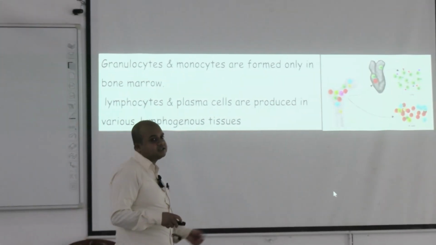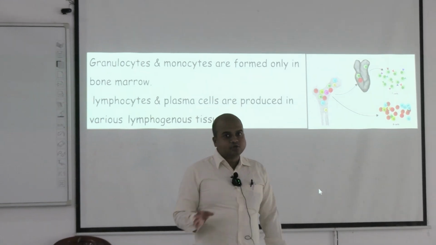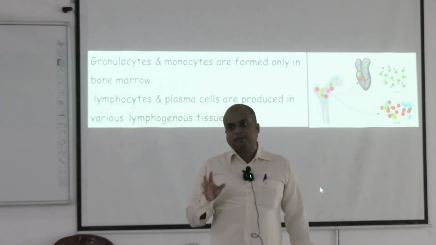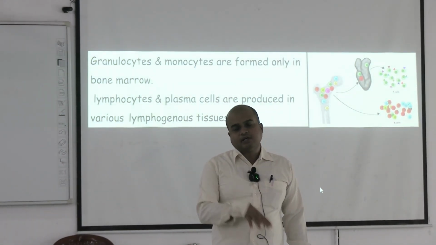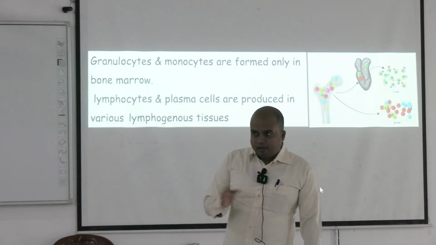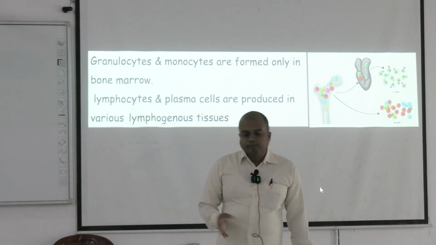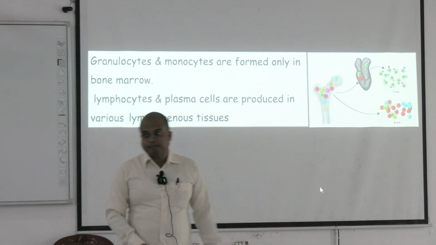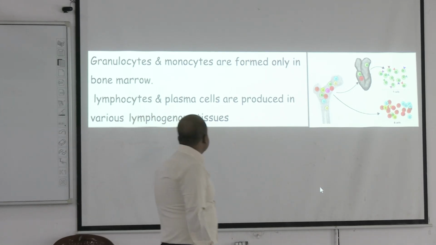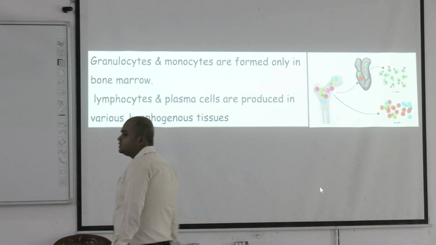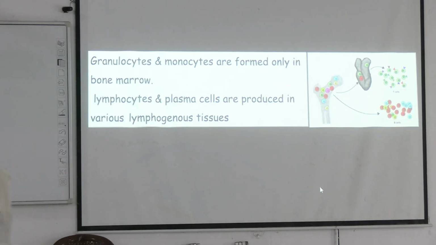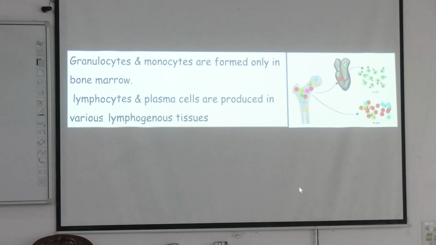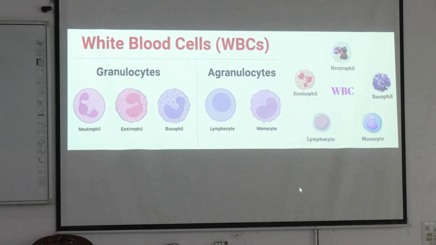What are plasma cells? Plasma cells are not to be confused with blood plasma. Plasma cells are cells associated with immunity, formed from the B lymphocytes. So lymphocytes and plasma cells all originate in the bone marrow, but they migrate to various other lymphoid tissues like the thymus for development. T cells are developed in the thymus.